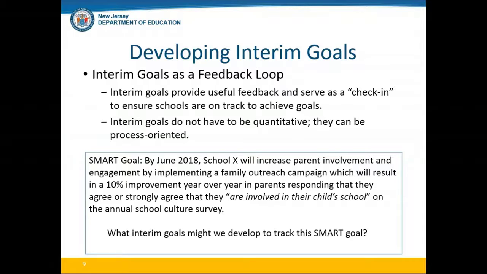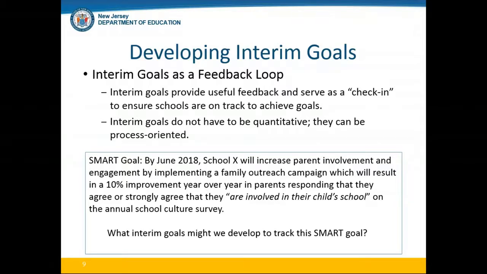It is important to note that interim goals do not need to be quantitative nor a direct reflection of the SMART goal. If the end goal is an improvement of a quantitative measure captured only once a year, for example, in an end-of-the-year parent survey, we will need to find other ways to determine if we are on track to meet our goal. Therefore, interim goals may be process-oriented, or may use other data that will be available at different times of the year that may indicate whether we are on track to achieve our goal.